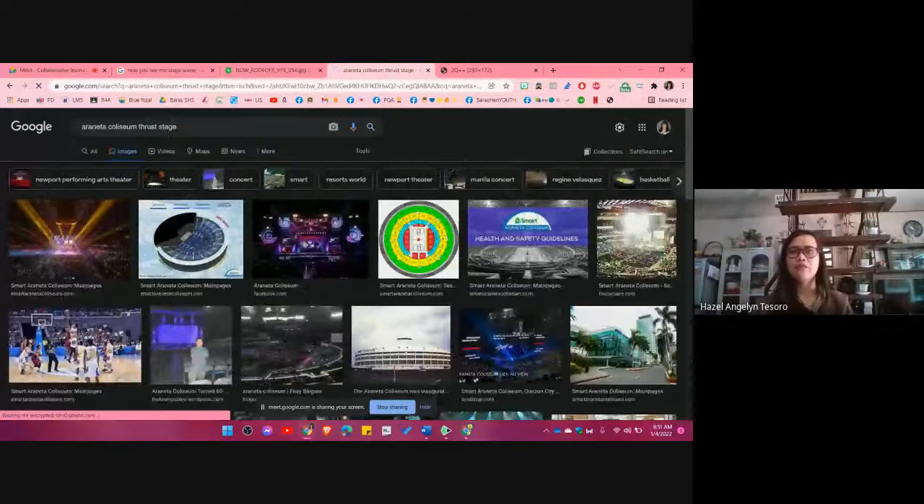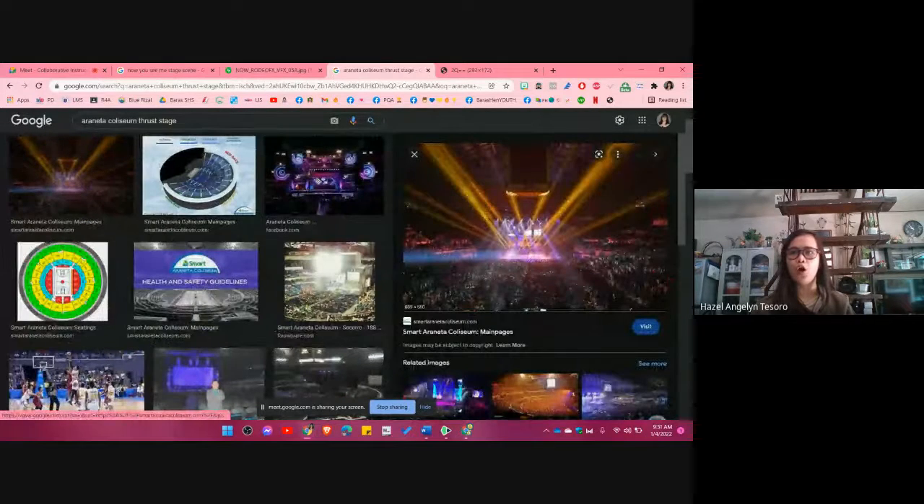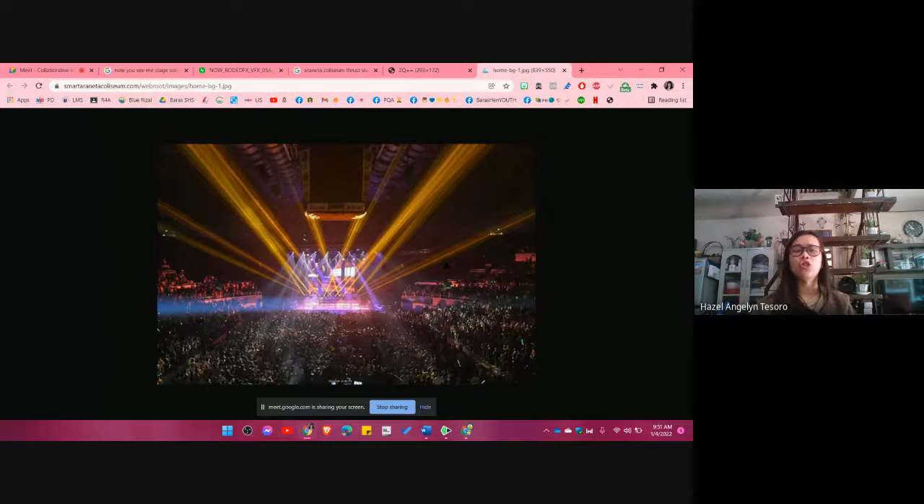So, that's the thing. If you're curious about something, you can find pictures related to that. Ayan. So, here's a sample of a thrust stage. Pero, same tayo ng venue. That's still Araneta, pero flexible siya kasi you can design the Coliseum based on how you need it. No? So, yun naman ang maganda doon.